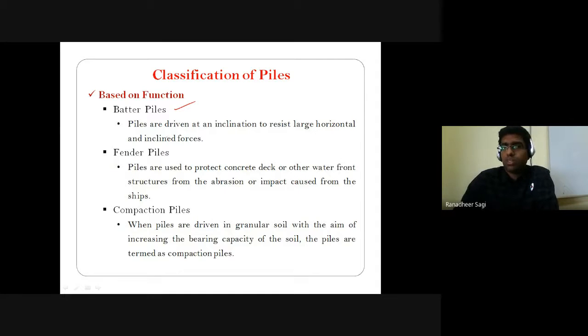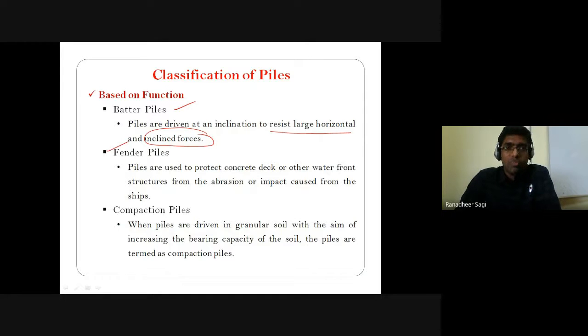Based on its function, we'll also call a pile a batter pile when those piles are driven or installed in the ground at a certain inclination to resist not just your vertical force, but the major aspect here is to take care of your horizontal loading as well as your inclined forces. Whenever we say inclined force, it's a component of the vertical force and the horizontal force, which is expected to come on such piles. In such a case, you can have a pile which is typically called an inclined pile, a secant pile or a batter pile, where that pile is placed at a certain inclination depending on your requirement and the intensity of the load coming onto that particular pile.